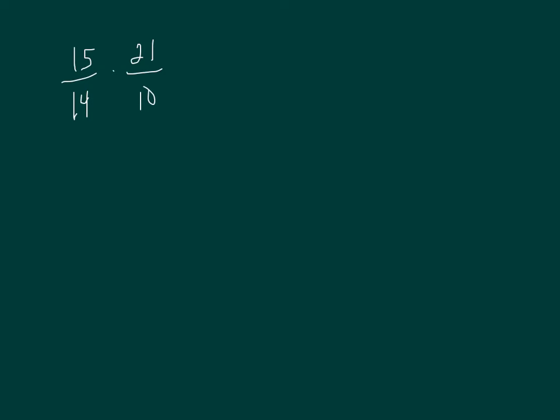Now let's try something a little bit more complicated. 15/14 times 21/10. So the first thing we do is we look at 15/14. Can you reduce that? No. 15 and 14 don't have any factors in common. How about 21/10? Nope. No factors in common there. Okay, so let's proceed. 15 times 21 over 14 times 10.